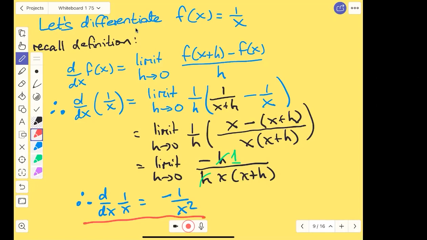Now, you can extend this to higher negative powers. You can extend this to fractional powers, all such things. But what I want to do now is I want to talk a little bit about the product rule of differentiation.